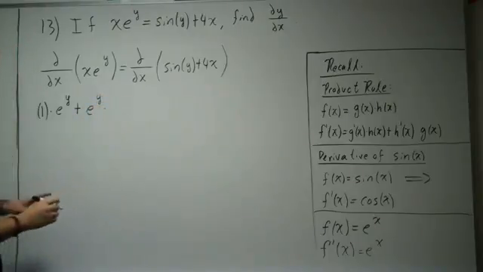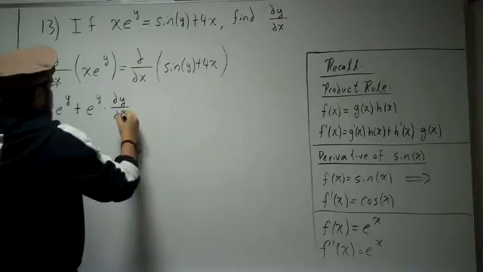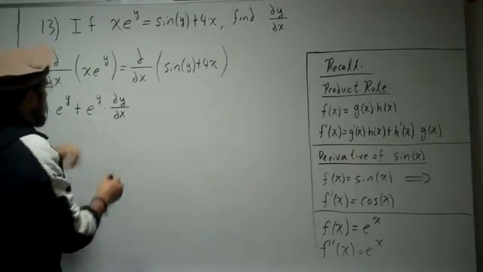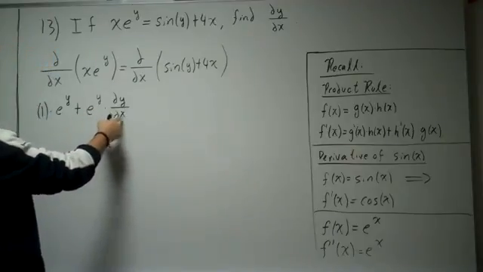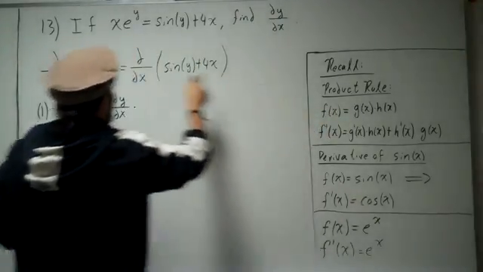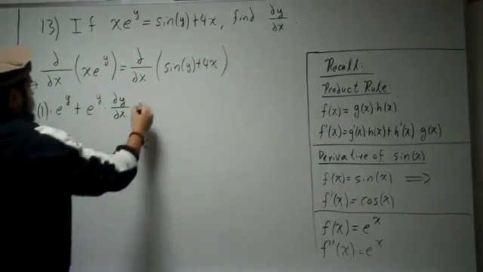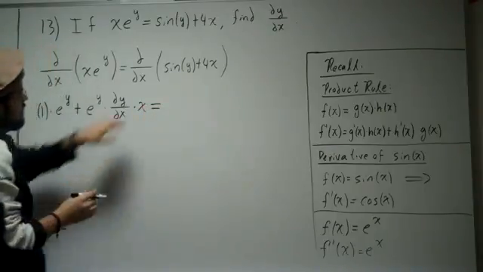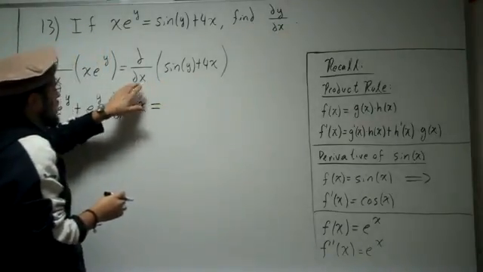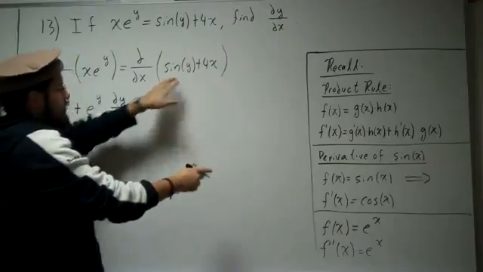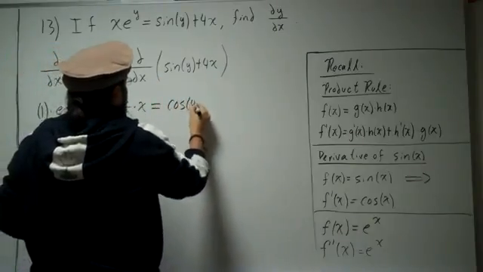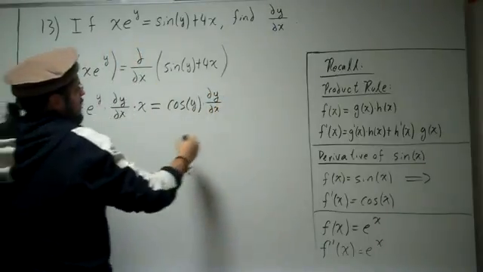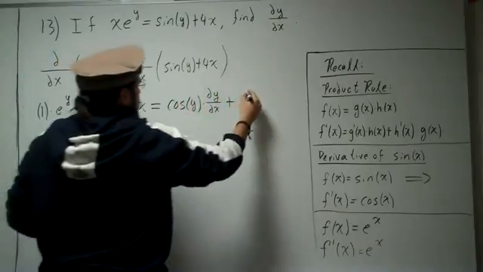However, we must multiply that by dy/dx, because y is a function with respect to x. So e to the y times dy/dx times the other function, which is x. That's the derivative for this side. That equals the derivative of sine y plus 4x with respect to x. The derivative of sine y is cosine y. However, since we have y, we have to multiply that by dy/dx, because y is a function. Plus the derivative of 4x, that's just 4.